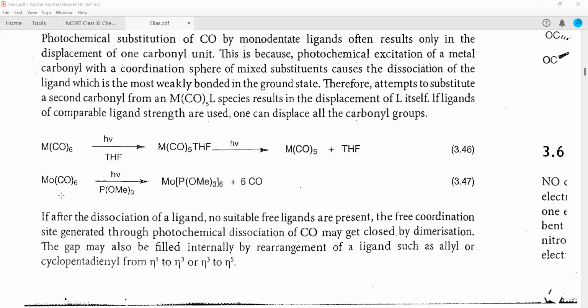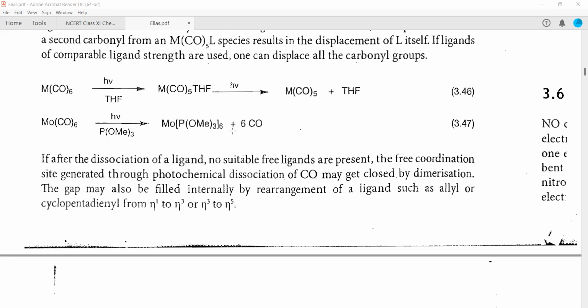And here, in the case of P(OMe)3, you can actually replace six carbonyls and get six P(OMe)3 ligands, because the bond strength between the metal and this ligand is stronger than that of carbonyl, and that is why, as you keep on shining the light, each carbonyl is getting replaced with the P(OMe)3 ligand. That is why it is happening.